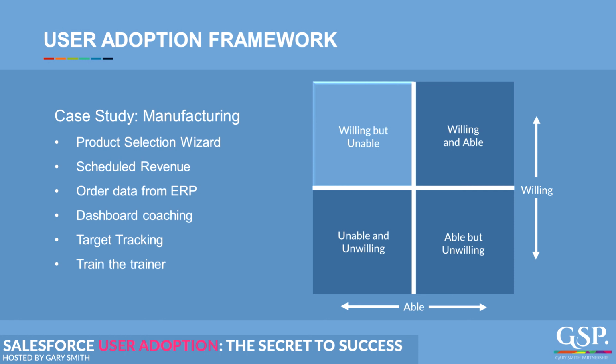For example, we have an app called the GSP Product Selection Wizard. It makes it much easier to find and add products to quotes and opportunities. They have thousands of products in this business, so we made it much easier to find those products and add them to opportunities. They deal with a lot of framework agreements, so they have to schedule revenue over time, and again we have an app that looks at that.